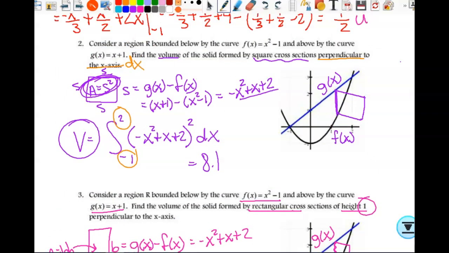So for square cross-sections, they don't have to give you either dimension, right? So I always draw. I have to come off to the side and draw. Okay, so I've got these square cross-sections sitting perpendicular to the x-axis.